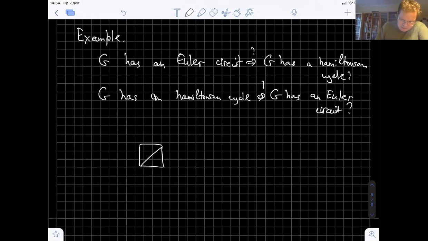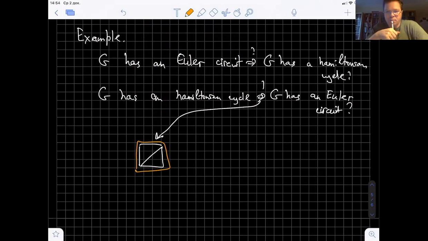Yes, of course it has a Hamiltonian cycle like this one, but it doesn't have an Euler circuit, because we do not have a cycle that goes through all the edges. So Hamiltonian cycle does not imply an Euler circuit. So this is a counterexample for this one. And maybe you can give an example of a graph that has an Euler circuit, but doesn't have a Hamiltonian cycle.